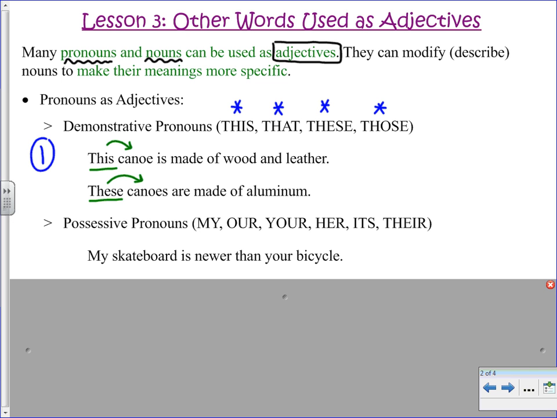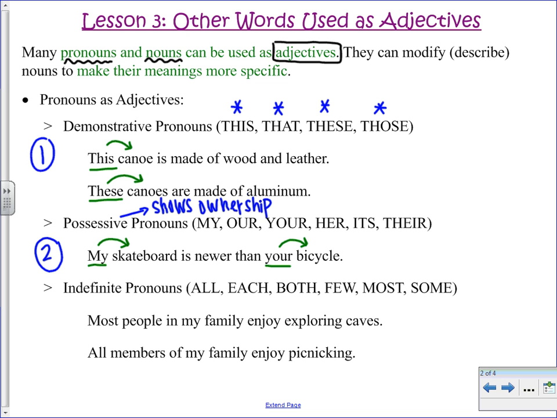The second type of pronoun that can act as an adjective are possessive pronouns. If you remember, possessive just means shows ownership. So I put a couple examples up here for you: my, our, your, her, its, and their. In this case, remember, our pronouns are going to be showing ownership, but in this case, they're going to act as adjectives and tell me which one or which ones. So my modifies skateboard. Your is modifying the noun bicycle.